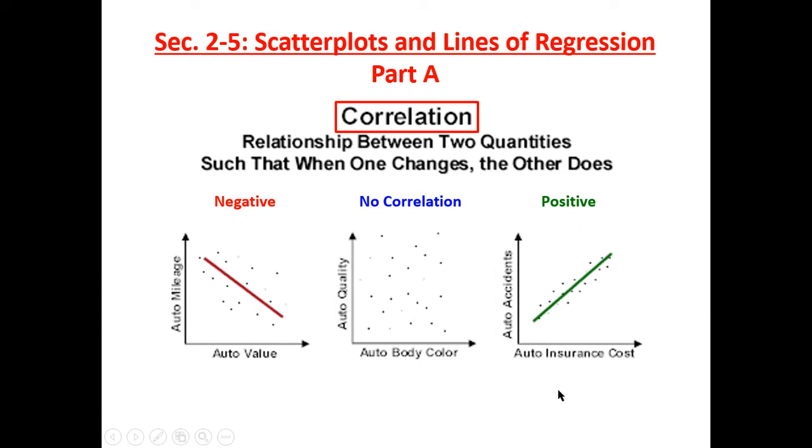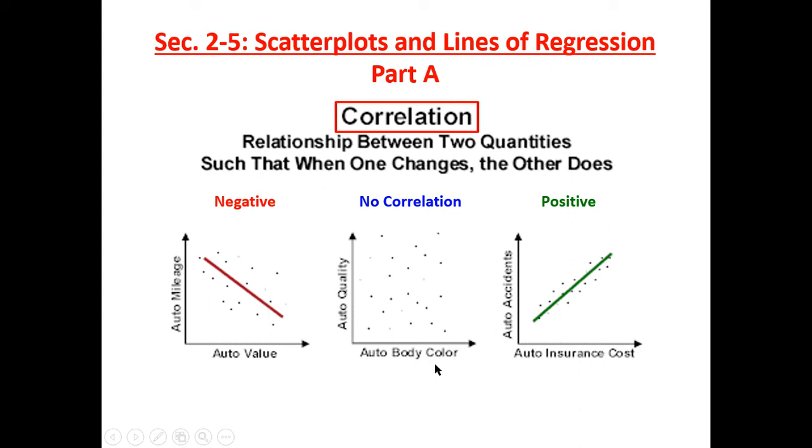On the other end, we have what's called a positive correlation. Here we have the insurance cost of the automobile compared to the number of accidents. Well, if you don't have very many accidents, your insurance cost is probably going to be pretty low. And then as you have more accidents, they're going to charge you more for insurance. So as one gets higher, so does the other variable. We call that a positive relationship. Notice the slope of the line is positive.